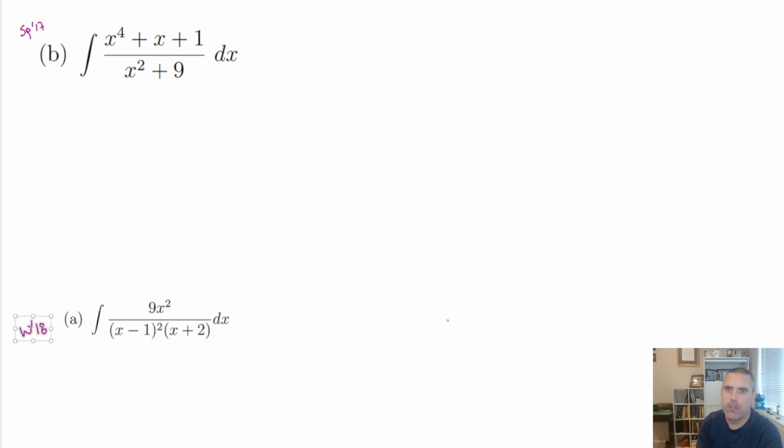Okay, what about this one? This one illustrates a key point. The power here is 4. The power here is 2. It's bigger. I need to divide. I like doing polynomial division. I guess because there's something wrong with me.